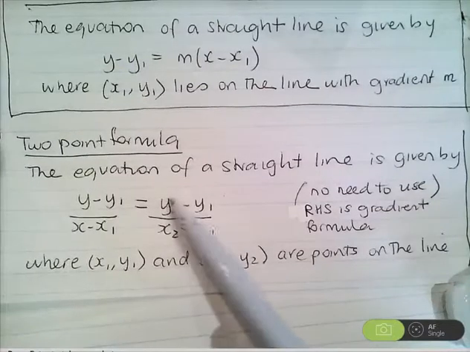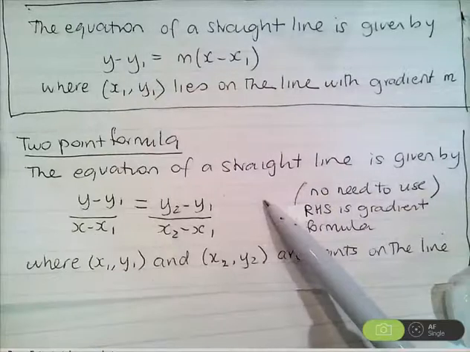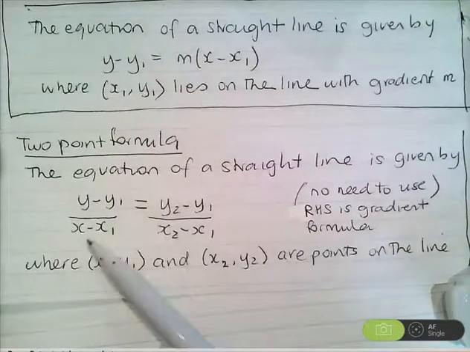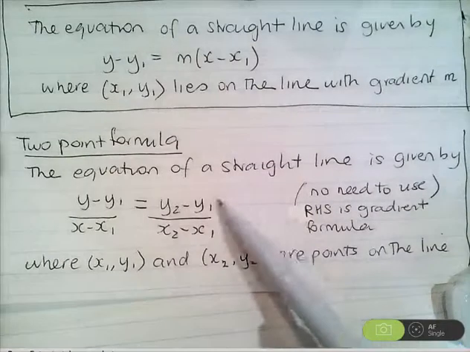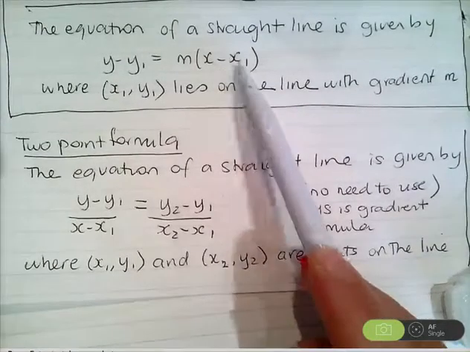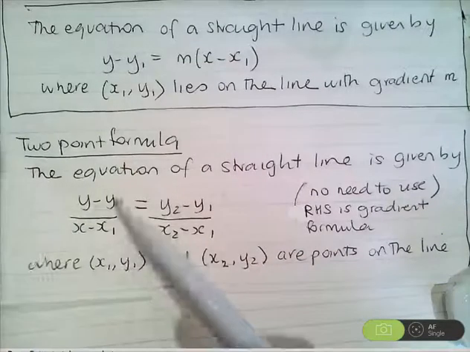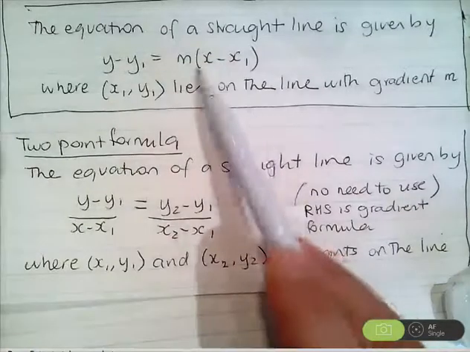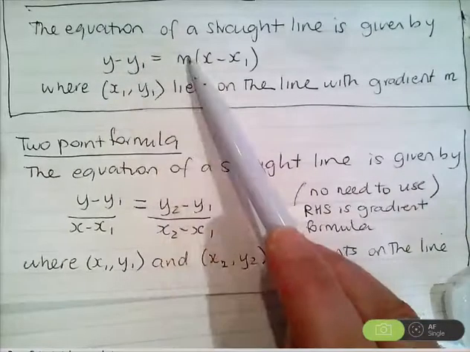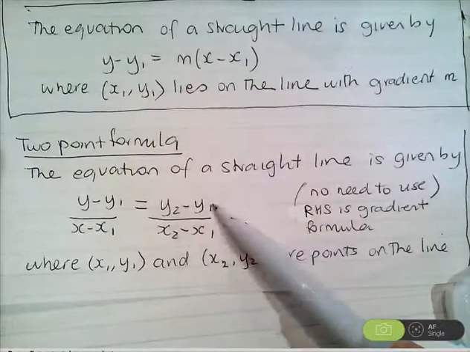So if all of that is replaced by an m and I put this x minus x1 up here on the other side, I end up with y minus y1 equals m bracket x minus x1. So I actually end up with this point gradient formula. So this 2-point formula really is the point gradient formula with the x minus x1 put down here, okay, and the m being expanded, the full formula for the gradient written over this side.